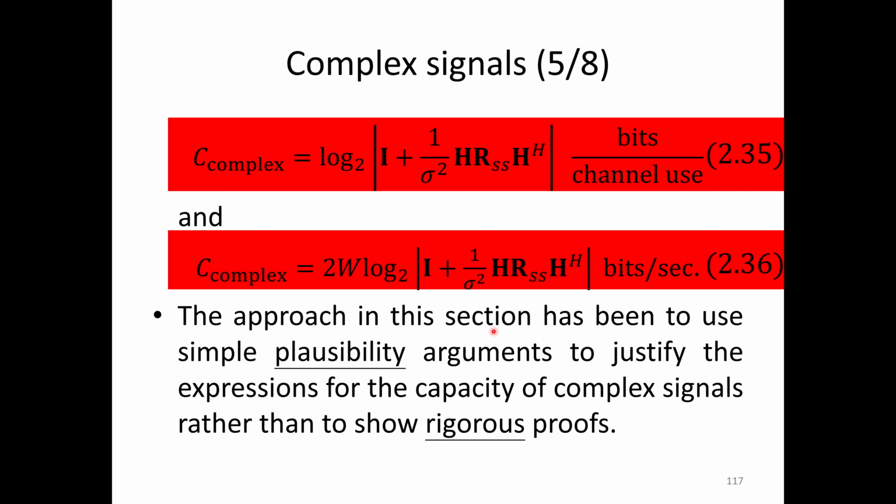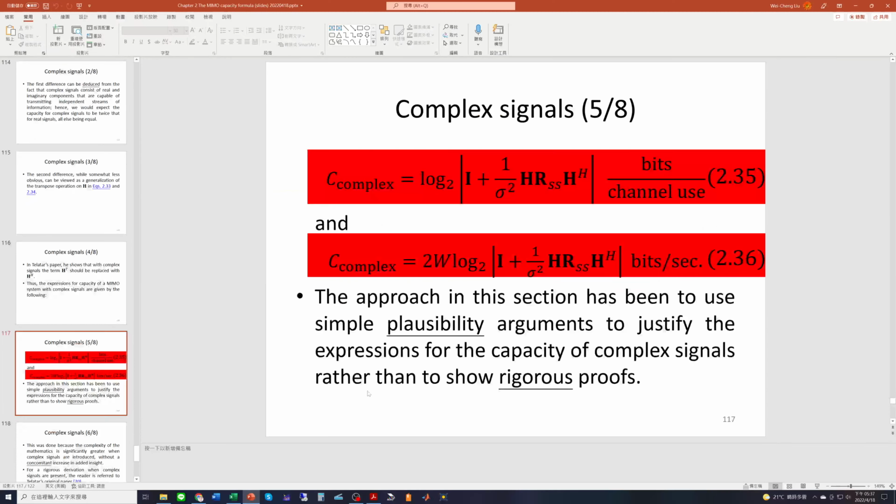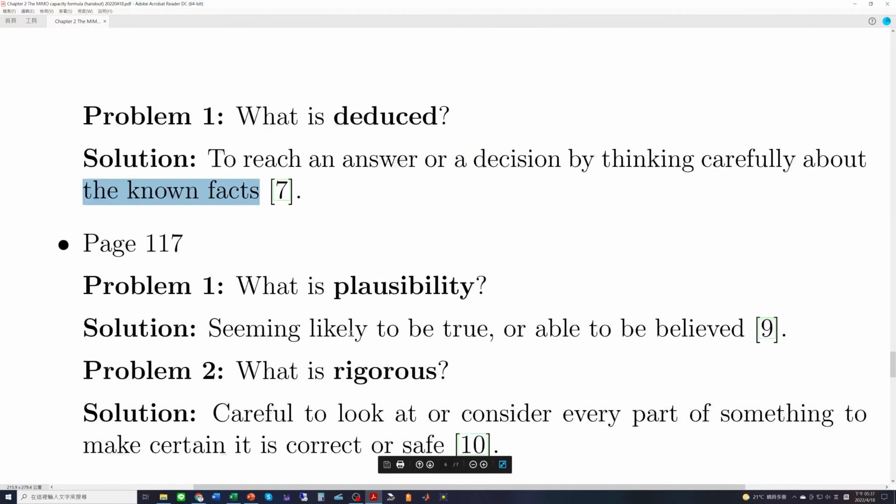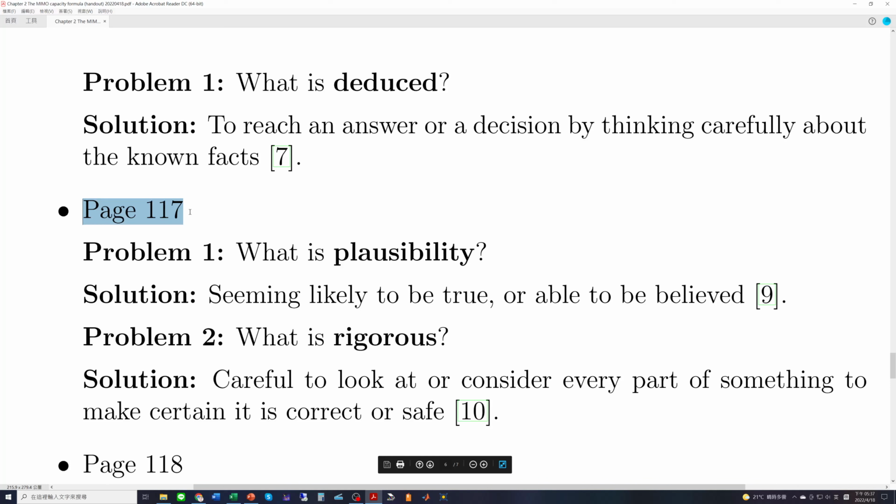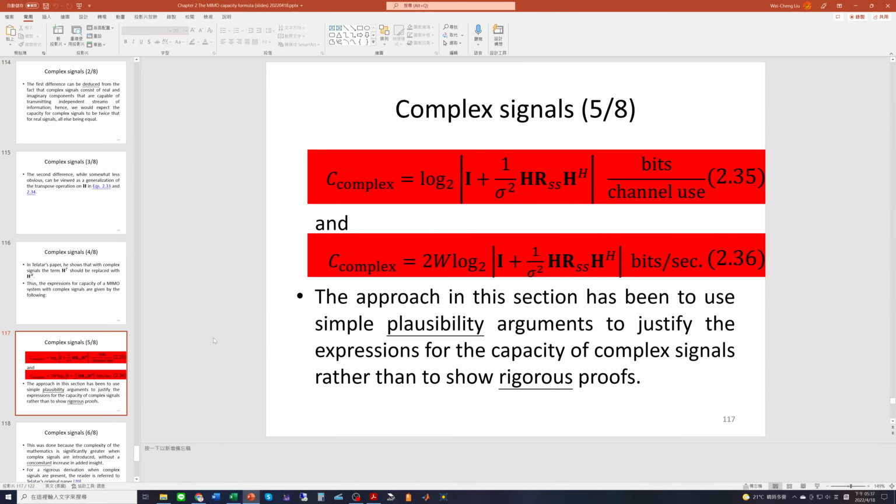The approach in this section has been to use simple plausibility. What is plausibility? Let us see the handout, page 117, problem 1. What is plausibility? Solution: seeming likely to be true or able to be believed. Let us go back to the slides.